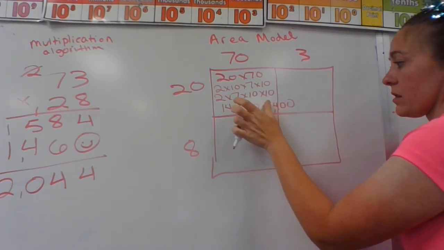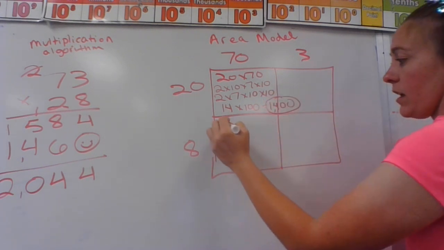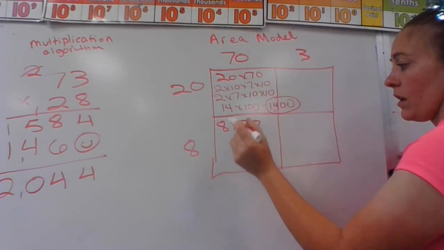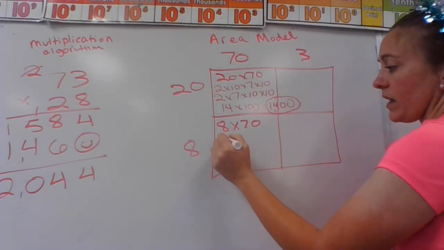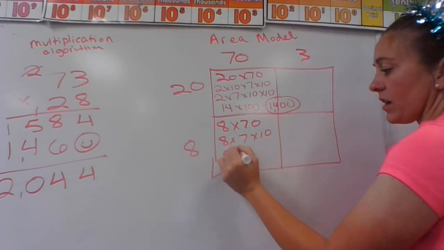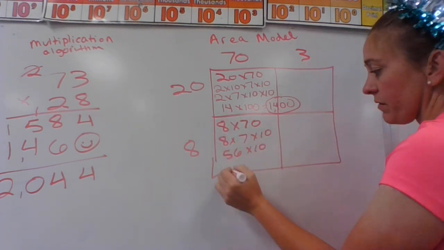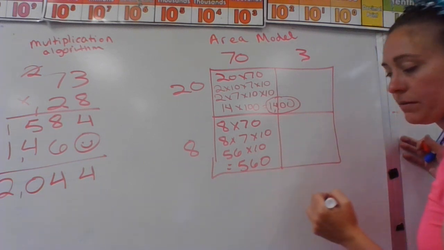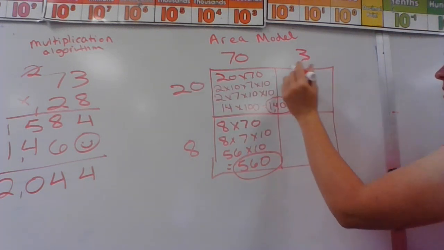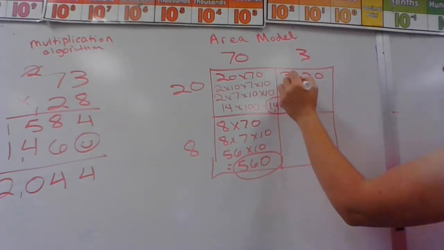I'm going to erase this. I'll just circle it, it'll be fine. Okay, next one. 8 coming across and 70 coming down. 8 times 7 is, oh sorry, it's really 8 times 7 times 10, and 8 times 7 is 56 times 10, which, just move that all over one place value, is 560.